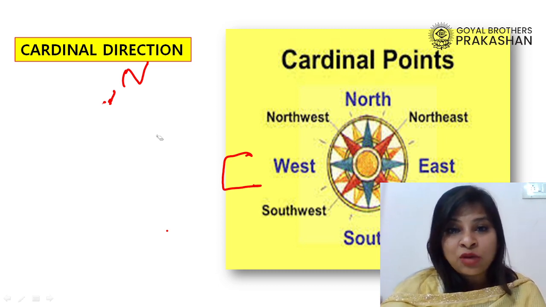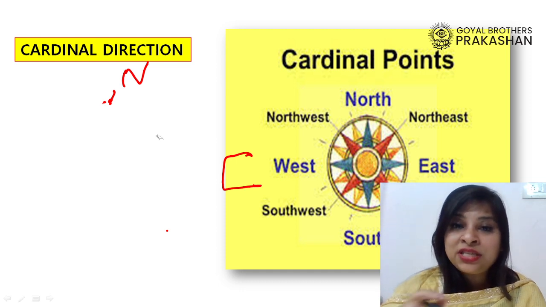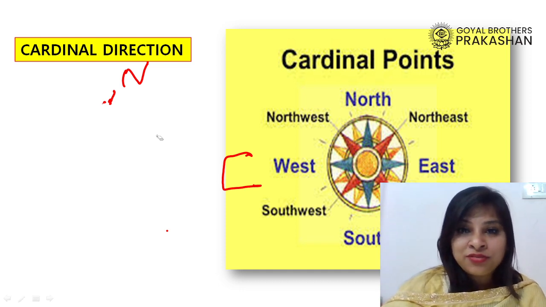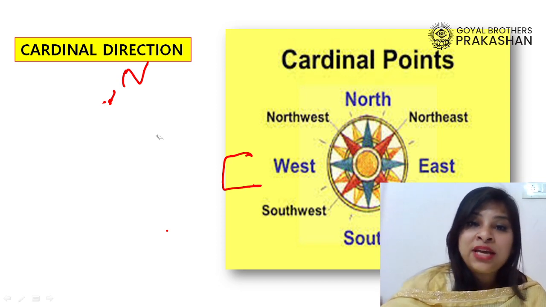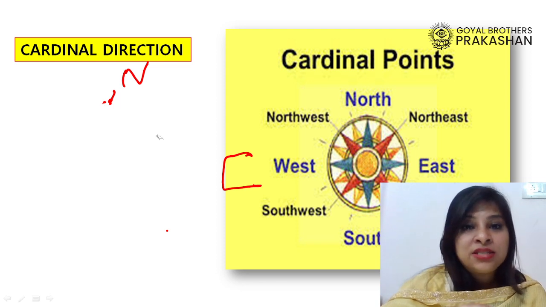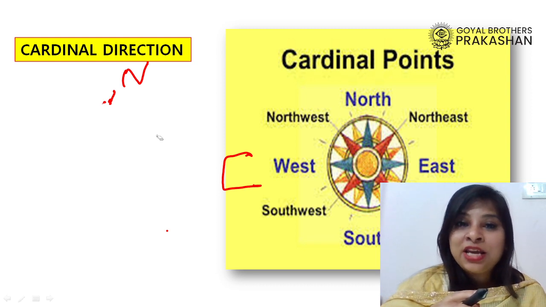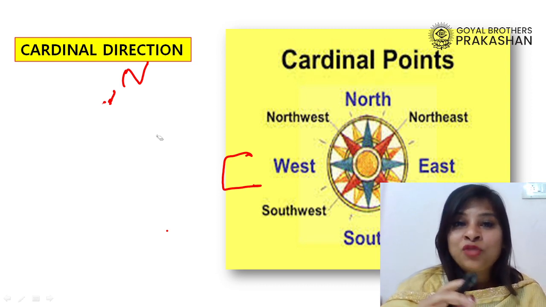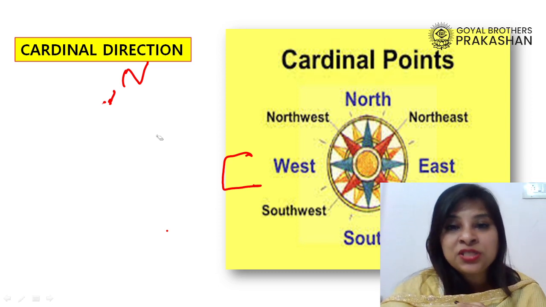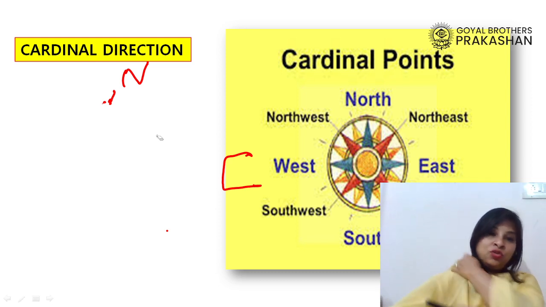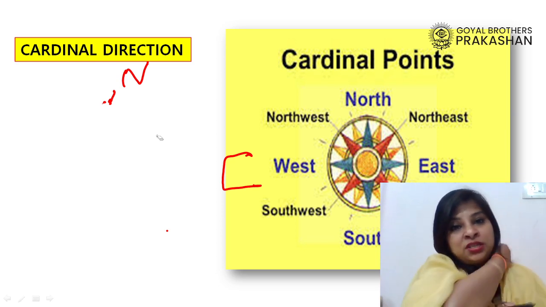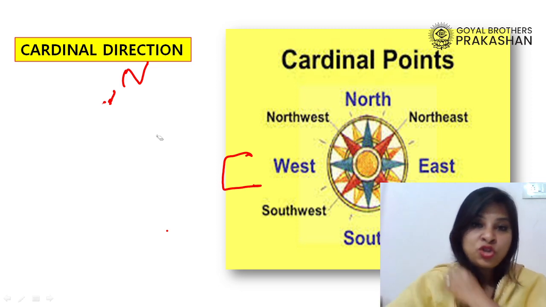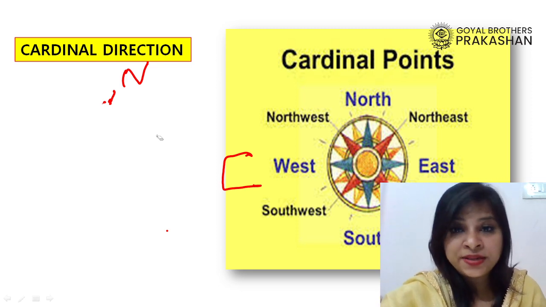Between east and southeast, it will be considered as southeast. Between southeast and south, it will be considered as south only. And again, between south and southwest, it will be south. Southwest and west, it will be southwest. West and northwest, it will be northwest. Northwest and north, it will be north. So this is how it is. If my stylus was working properly, I would have shown the proper divisions by drawing it. But I hope you have understood. So this is called the cardinal directions.